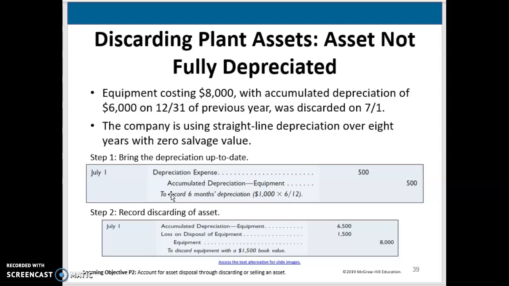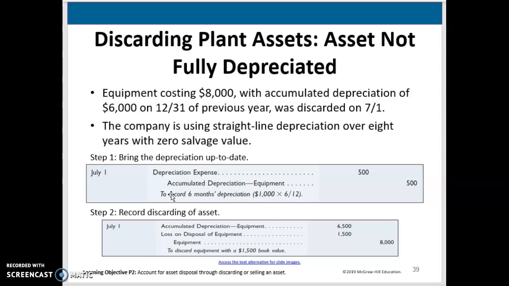It's $1,000 per year, and we are depreciating for 6 of the 12 months. So we're taking that $1,000 for the year times 6 out of 12 months, because we're depreciating just 6 months of it. We're getting rid of it as of 7/1, so that's all we have to depreciate. So we have 1,000 times 6 over 12. And we're going to record that depreciation, bring it up to date by debiting depreciation expense and crediting accumulated depreciation. That's going to be our first step. Always remember bringing the depreciation up to date. Then we can actually get rid of the asset.